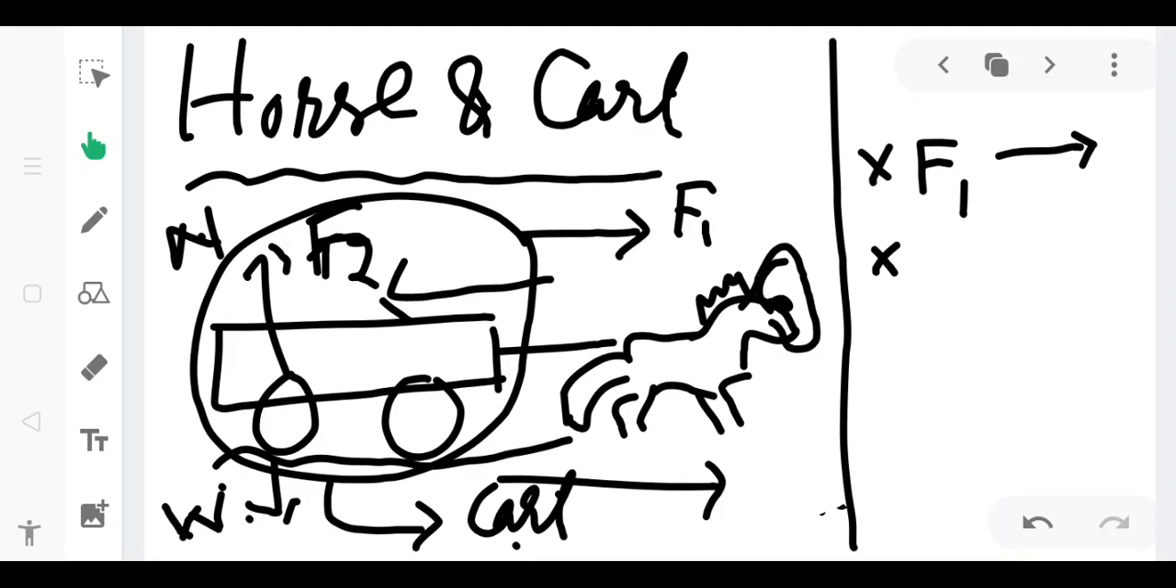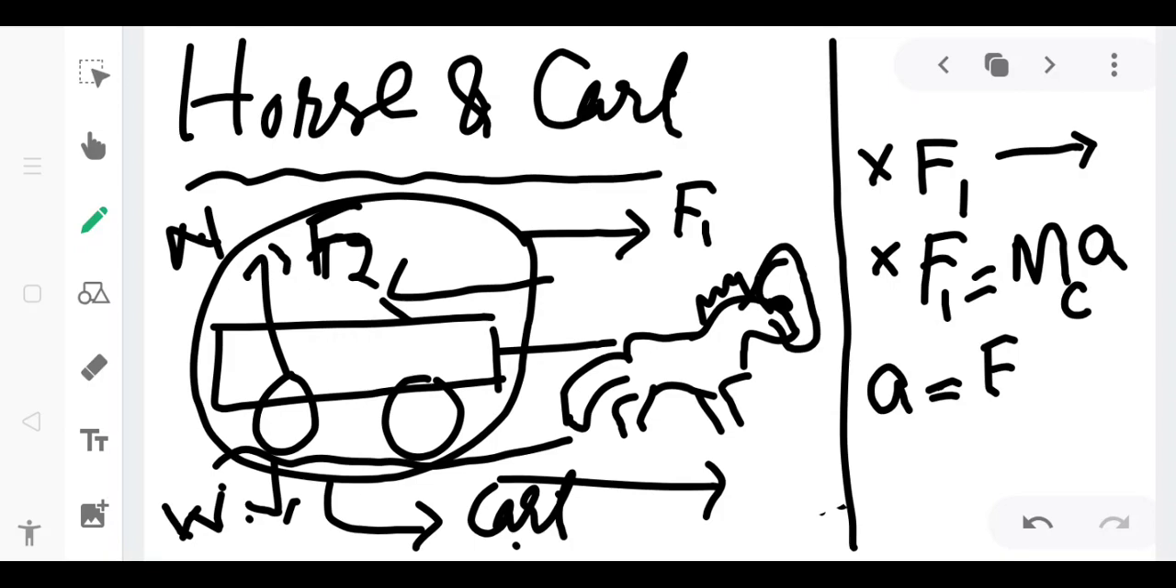Then what is the acceleration of the cart? According to Newton's second law, we can write that F1 equals mass of the cart, let it be mc, into acceleration a. So the acceleration of the cart equals F1 divided by mc. Is it the correct equation for the acceleration of the cart? Just keep a question in your mind. Again, we'll come back to the situation.